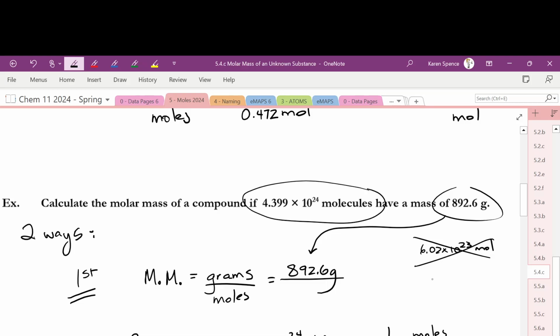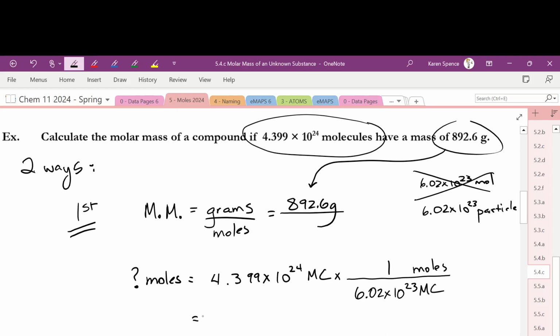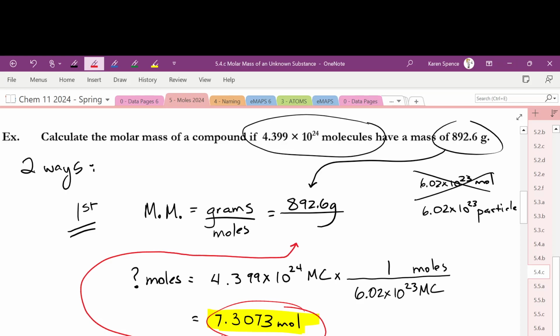So the 6.02 times 10 to the 23 always goes with the particles, okay? All right, so we get 4.399 times 10 to the 24 divided by 6.02 times 10 to the 23 equals 7.3073 moles. Now I can take these moles and pop them up here.